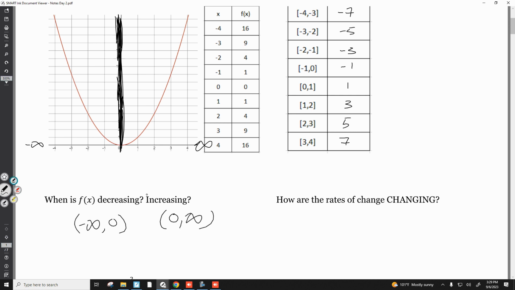I could say x equals 0 is a minimum. It's a minimum because my function goes down and goes back up. I'll call it minimum locations where functions go down and back up.